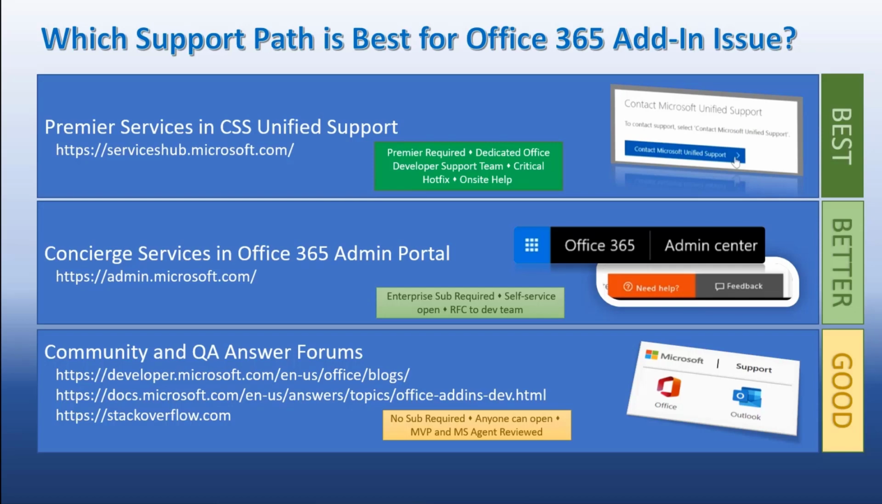Each one offers different options. In my terms of good, better, and best, it's basically in terms of the amount of resources that are available for each particular item. Community and answer forums require no subscription. Anybody can open an issue. MVPs and MS agents do review those, and those do percolate up to support if enough people respond on the thread. So it's basically triggered by responses, and or if agents pick up something that seems to be very hot or very critical, they can open an issue indirectly from the forum.